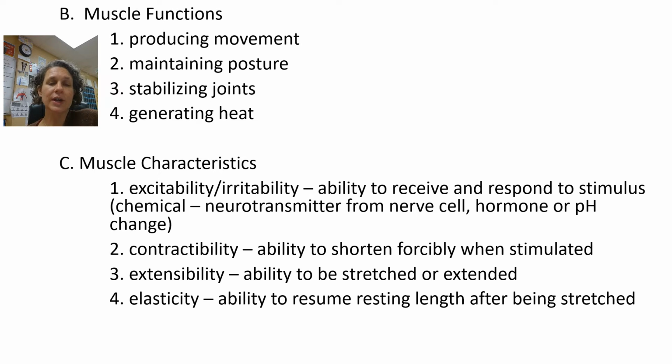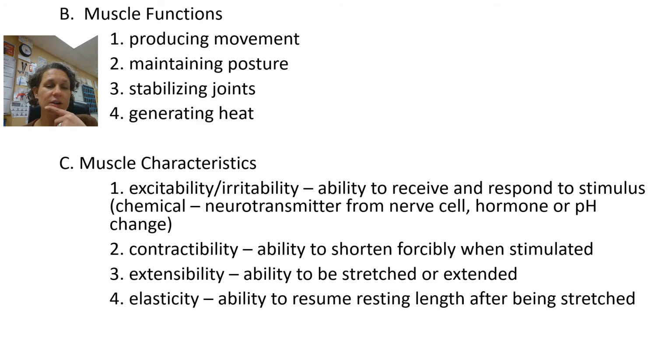Okay, now muscle characteristics. There are 4 listed here. The excitability, irritability. This is hugely important because it means that your muscle cells can receive and respond to chemical signals, to a stimulus. Chemically, those are neurotransmitters, hormones that your body produces and sends out, or different changes in pH. All of those are signals to your muscle cells, okay, contract or move or do whatever.